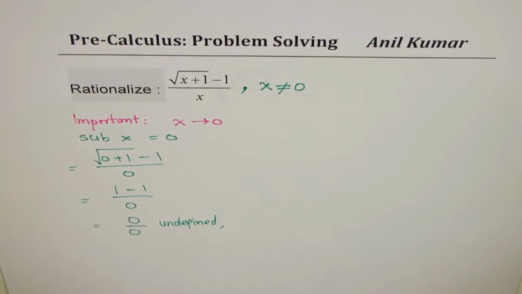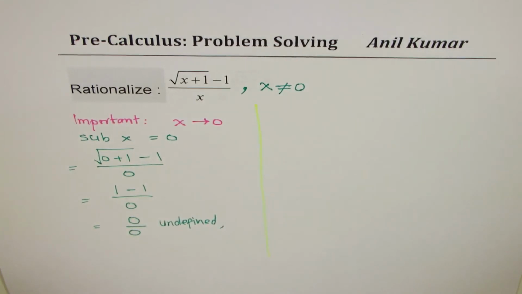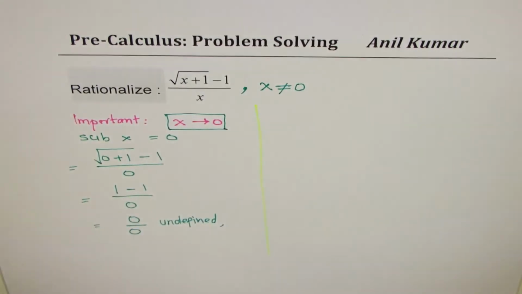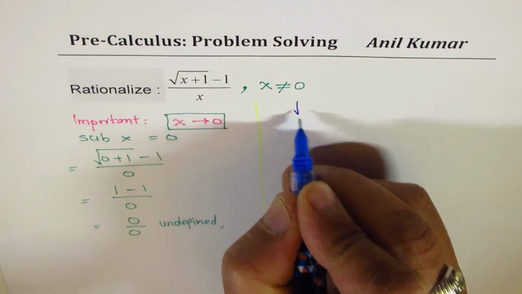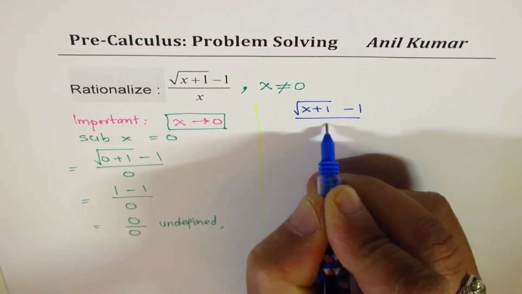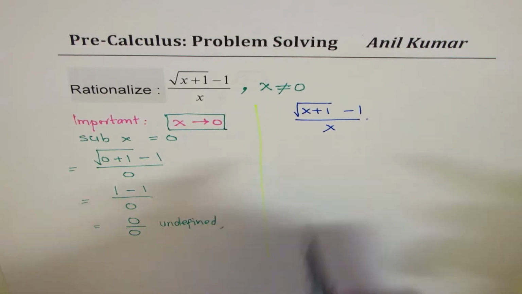That's okay. The question here is, what happens when x is very close to 0? You understand? What happens when x is approaching 0? We are not aware of. Now rationalization helps us to answer this question. Let's see how. So now I'll copy this and rationalize. So we have square root of x plus 1 minus 1 over x. Now we are rationalizing the numerator. So let me write down here what we are doing.